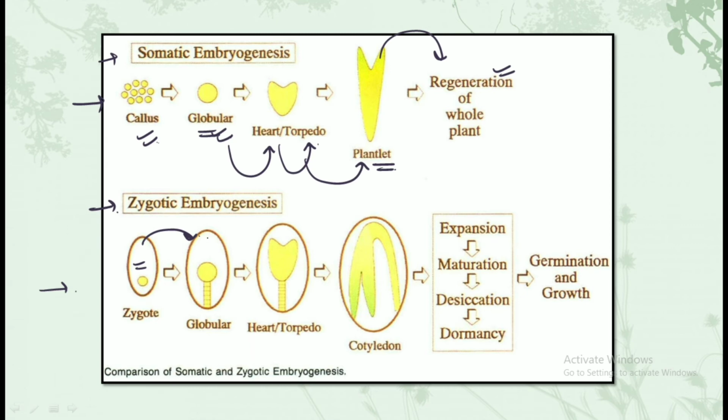In case of the zygotic embryogenesis, the zygote first gets converted into the globular form. This globular form gets converted into the heart form and then the torpedo, and this torpedo then gets converted into the cotyledon. There lies the difference.